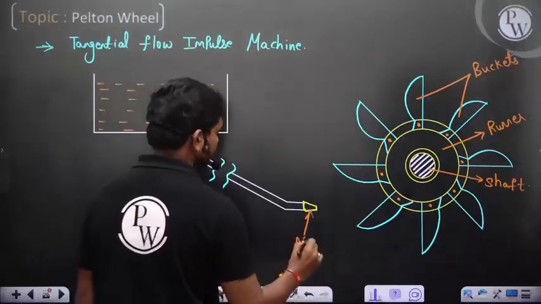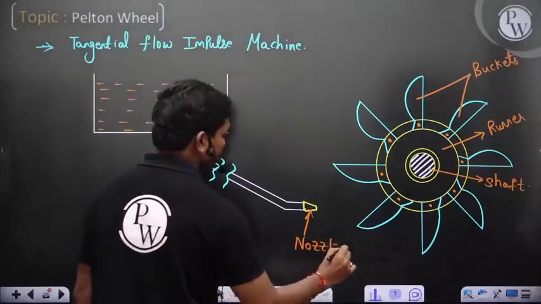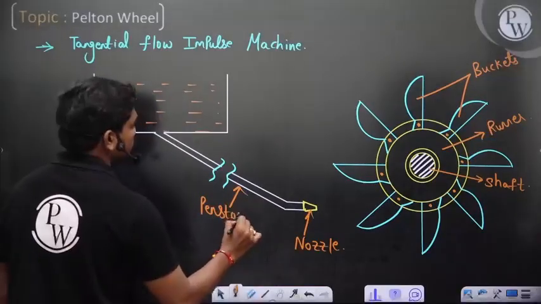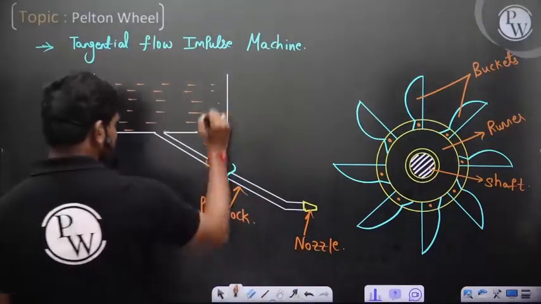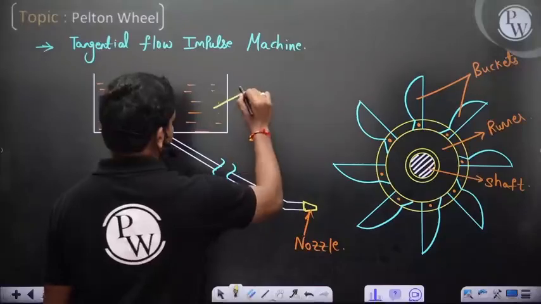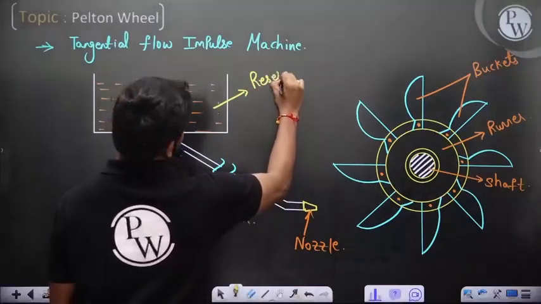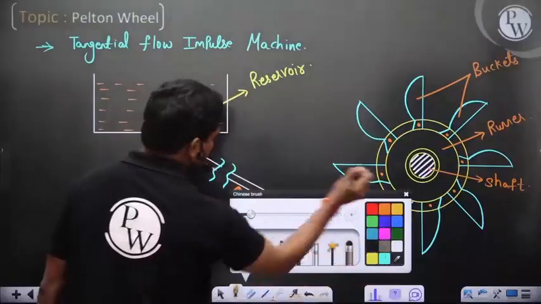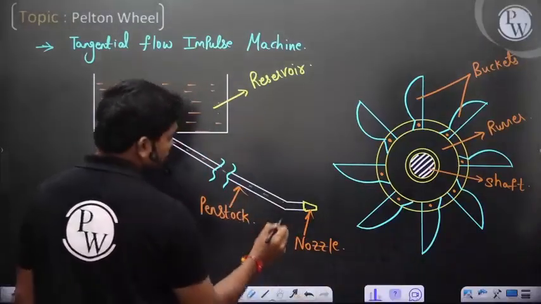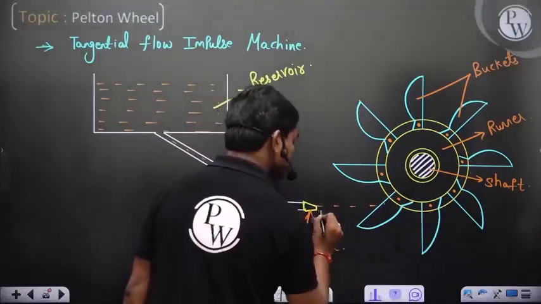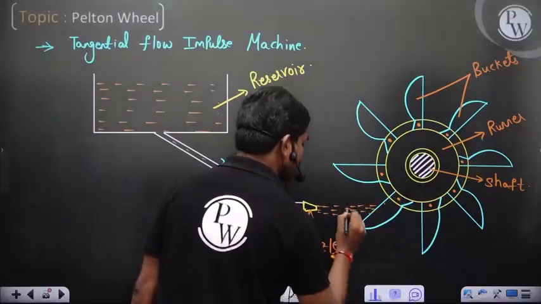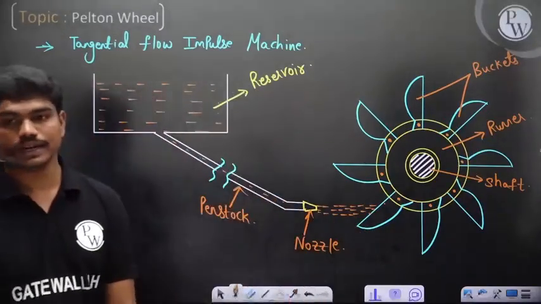Compared to the size of the turbine, the nozzle size is less. This is called the penstock, and this is the reservoir. So what happens? This liquid will travel all the way and finally hit this. So this jet will hit the buckets.